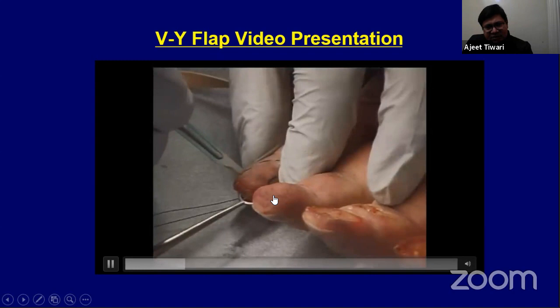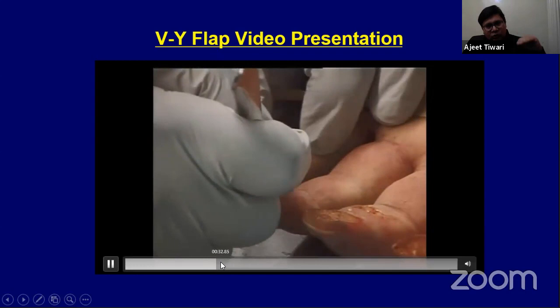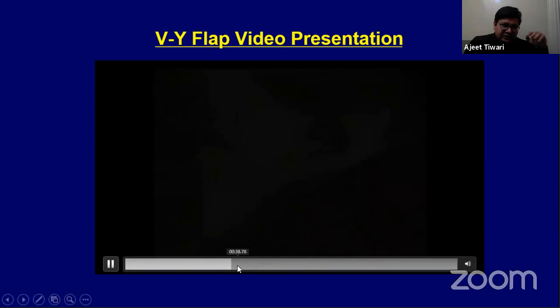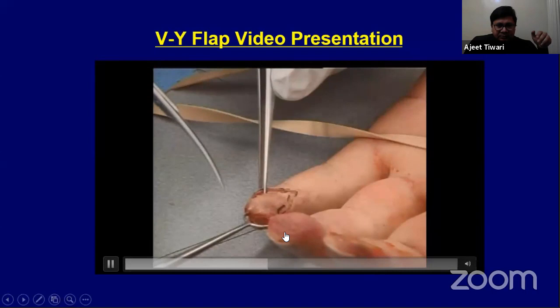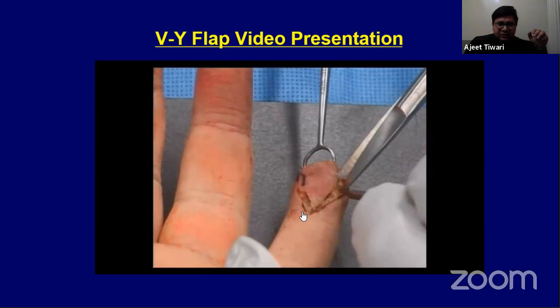Once you have taken the incision, the important thing is that you should cut the fibrous septa, and dissection should be from distal to proximal. You should go above the periosteum and elevate the flap. On both sides of the flap you should cut the fibrous septa, because these attach the subcutaneous tissue with the bone. You should dissect them properly, because if you do not cut these fibrous septa, the flap will not mobilize. Mobilization is very important.